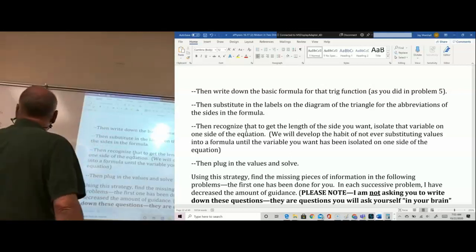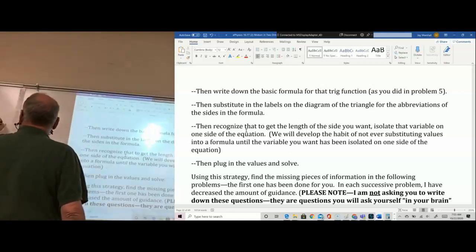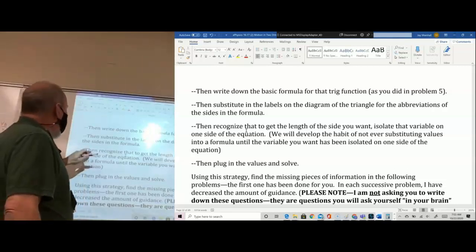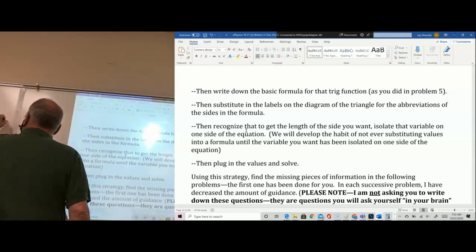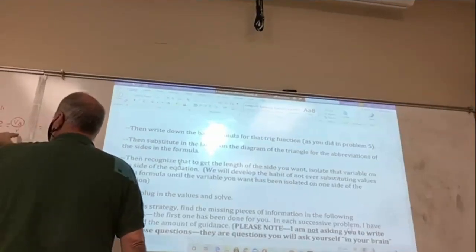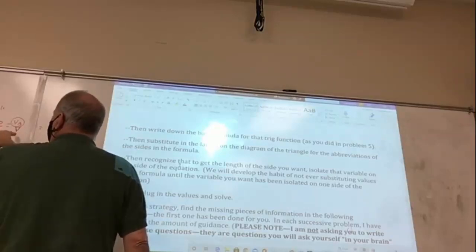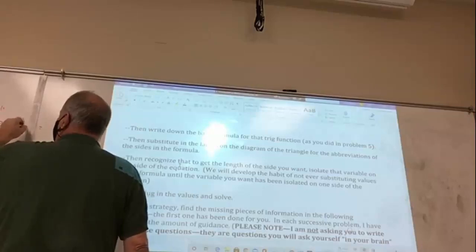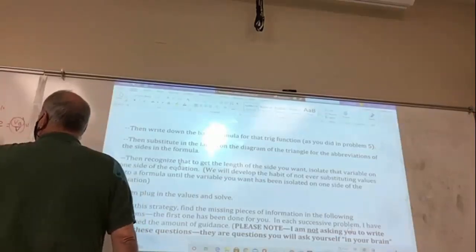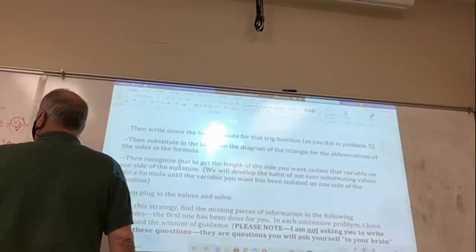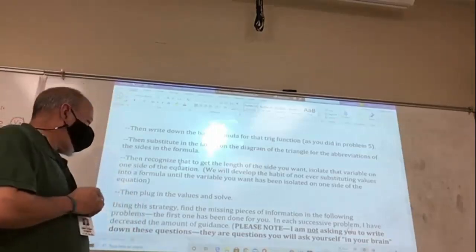Then you substitute the labels in, VB over V. Then, if you want VB, isolate VB. Get it by itself. If I want VB, I need to multiply both sides of my equation times V, and that will isolate VB for me. V sine of theta will be VB. That gives me my answer. All I need to do then is plug in the values and solve. Okay?